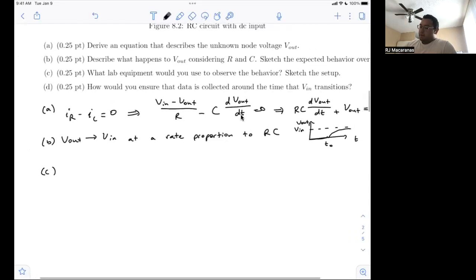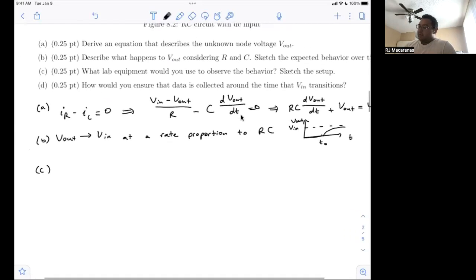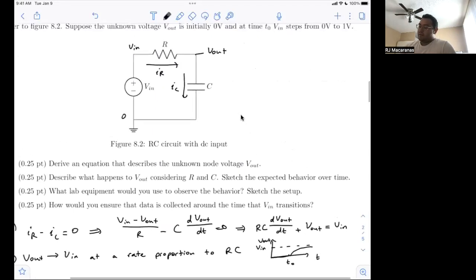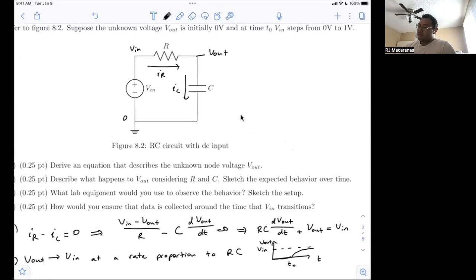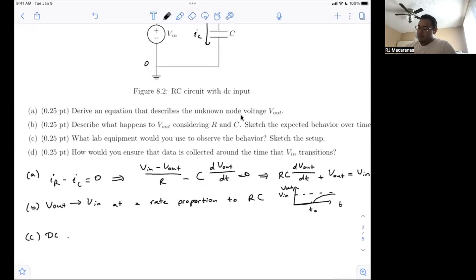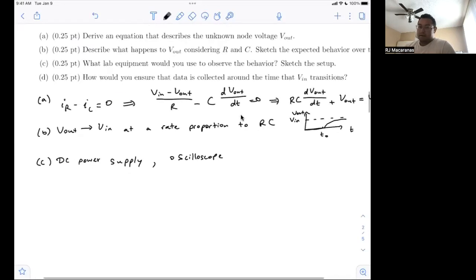So then moving on to part C, what lab equipment would you use to observe this? Well, we've got a voltage source, and it's just a constant voltage source. We can change from 0 to 1 volt. So maybe a DC power supply. And we're looking at something as a function of time, so we'll always need an oscilloscope for that case.